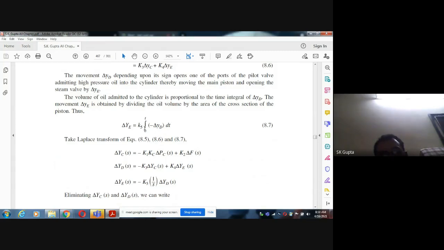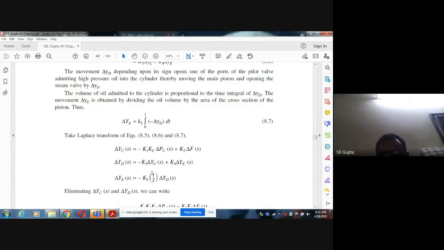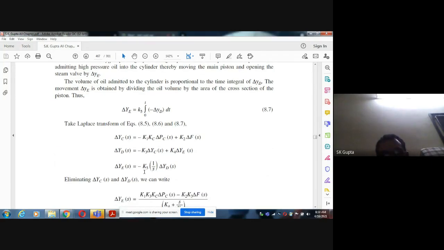Here you see integration of 0 to t of Δ PG dt will be 1 by s. If you integrate from 0 to t, it will be 1 by s. The other two equations are linear equations, so they are written like this simply by C. The same equations which you have written, only they are written in the form of the Laplace: Δ PC, Δ F, Δ PG. So all these three equations we have written in the form of the Laplace.